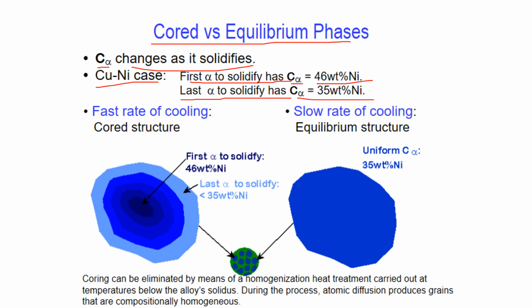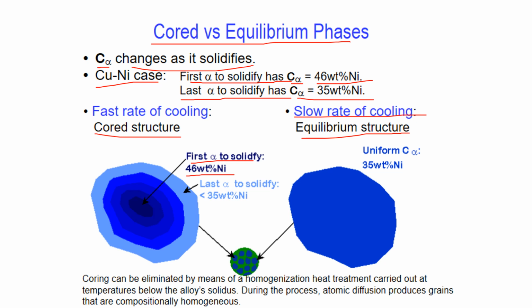In the case of non-equilibrium cooling, the center of each grain, which is the first part to freeze, is rich in the high melting element, for example nickel for this copper-nickel system, whereas the concentration of the low melting element increases with position from this region to the grain boundary. This is termed a cored structure, which gives rise to less than optimal properties. For fast cooling, we come across the cored structure. For a slow rate of cooling, we come across the equilibrium structure.